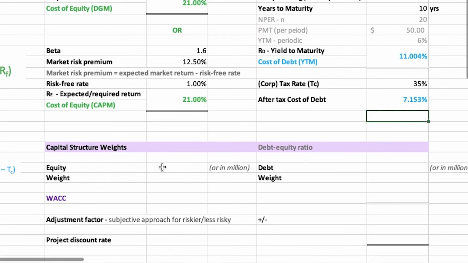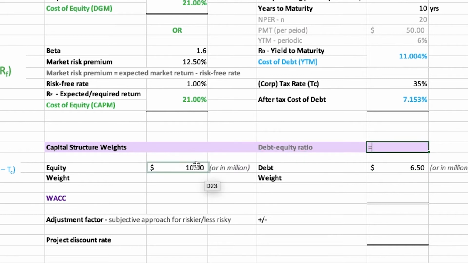Then let's get to weighted average cost of capital. So equity, let's assume it's 10 million. And debt, let's assume it's 6.5 million. Usually you know the debt to equity ratio, that'd be 0.65, which is pretty normal. And then we need to get the weight of equity in the total capital, and that is 61%, and we'll do the same for the debt.